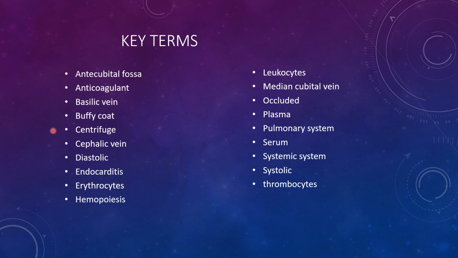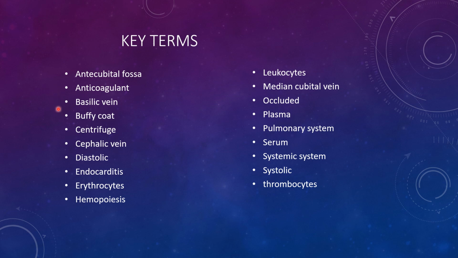When you say centrifuge, it is a machine that separates the blood constituents. It is used to further display the division of each blood constituent, so you can see different layers of your blood. Next is the cephalic vein. The cephalic vein is also one of the major veins located in your antecubital fossa.